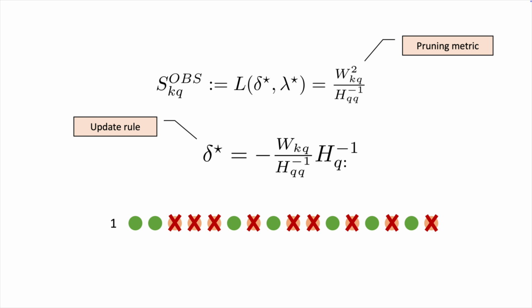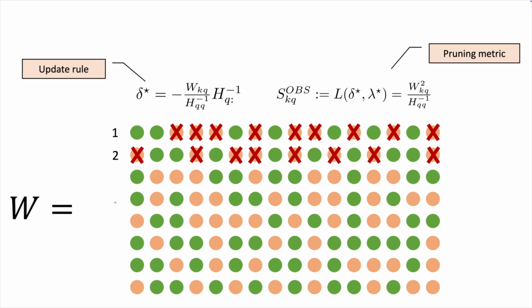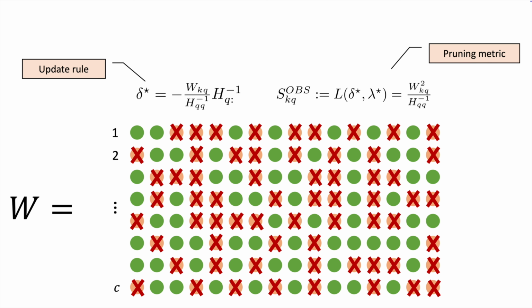After completing the first row, we repeat the same procedure for the second one, then the third, the fourth, and so on through all C rows of the matrix. At the end, all selected parameters have been removed, while the retained parameters have been adjusted to compensate for them. In principle, this works. In practice, it's completely impractical.